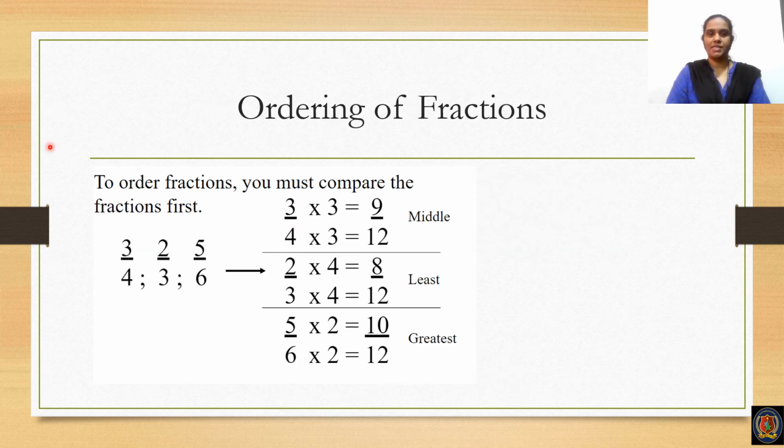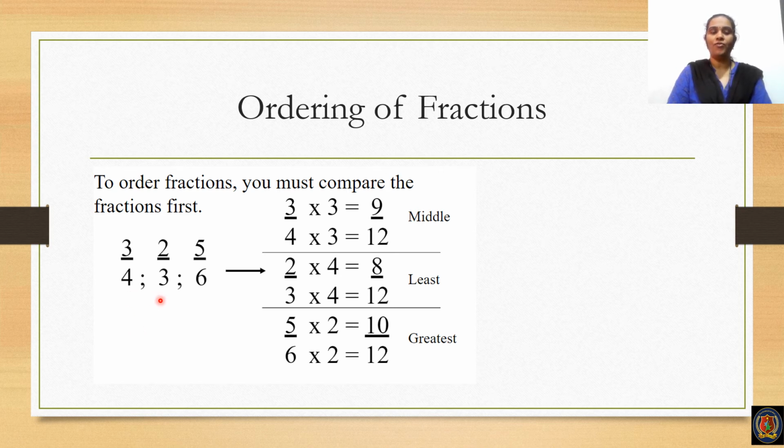Ordering of fractions. To order fractions, we have to compare the given fractions first. Let us consider these three fractions: 3 by 4, 2 by 3, 5 by 6. To compare the fractions, the denominators should be the same. How to make the denominators the same? Find the LCM, find the equivalent fractions and make the denominators the same.